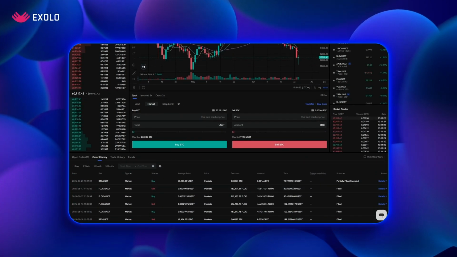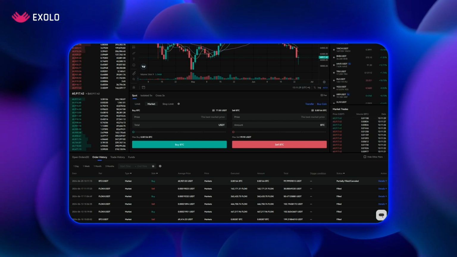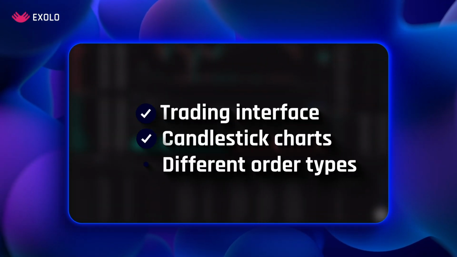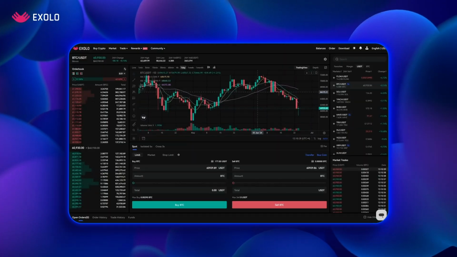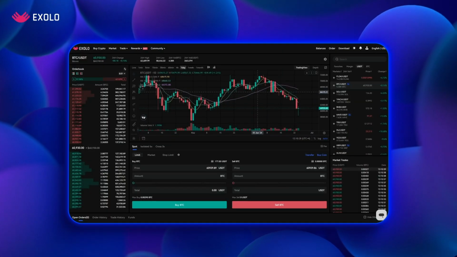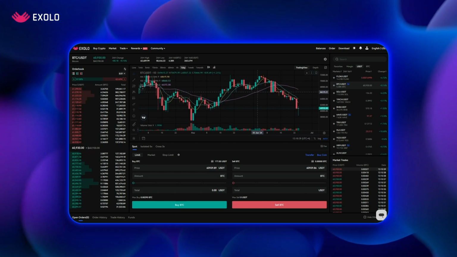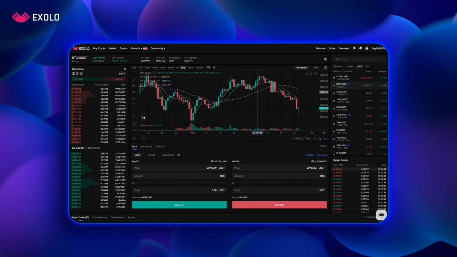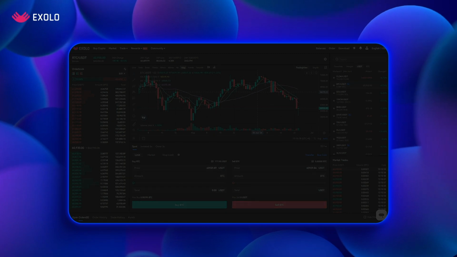Spot trading on EXOLO is a straightforward process that allows you to trade cryptocurrencies in real time. By understanding the trading interface, candlestick charts, and different order types, you can effectively manage your trades and take advantage of market opportunities. Always ensure to monitor the market conditions and use appropriate risk management strategies while trading. By following this guide, you can start trading on spot in EXOLO with confidence. That's how simple it is.